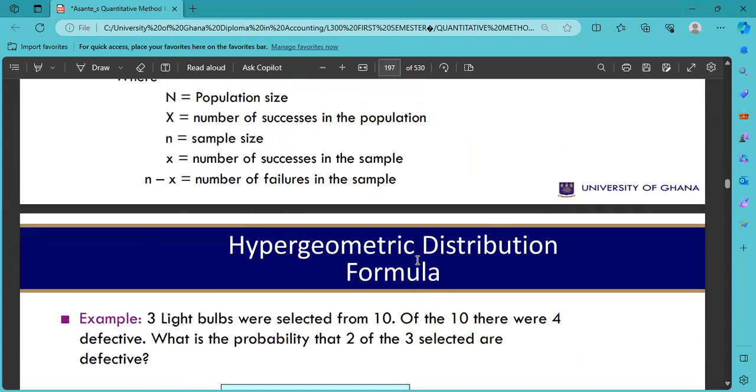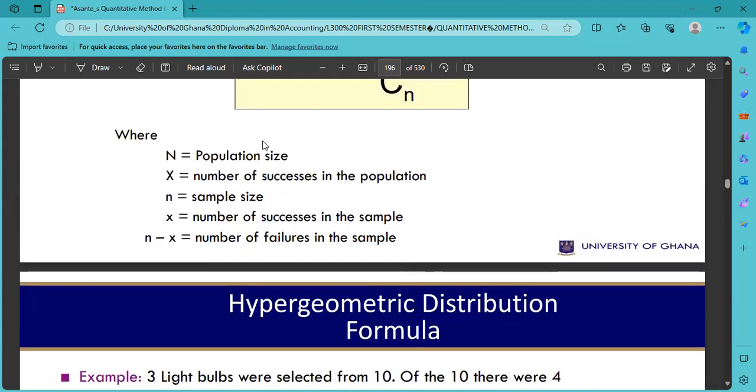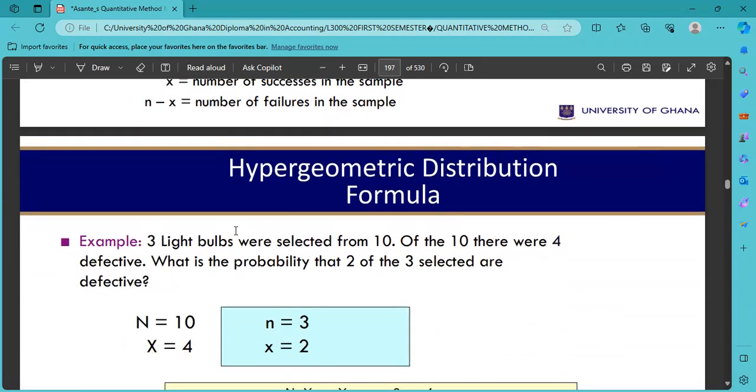So, okay, let's see. They say N is the population size, X is the number of successes in the population, n is the sample size, small x is the number of successes in the sample, and n minus x is the number of failures. Since x is the success, then n minus x should be the failures.